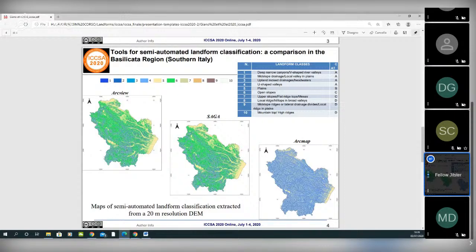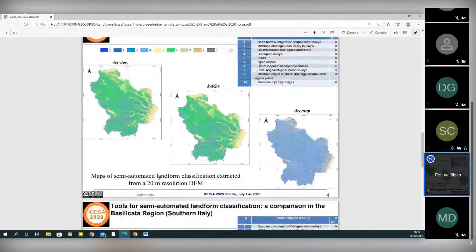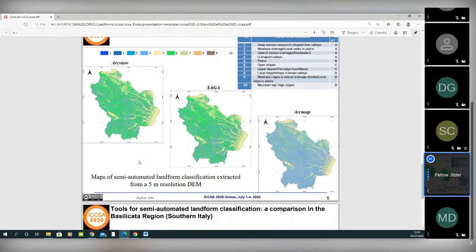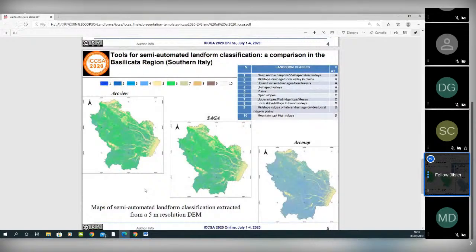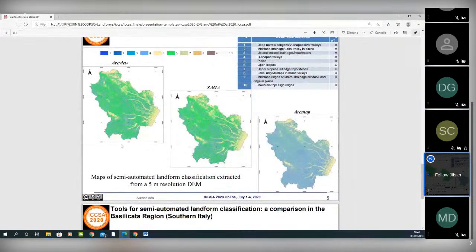For example, the plain landform of the Ionian coastal plain has been well recognized in the 20-meter resolution DEM. Conversely, in a 5-meter resolution DEM, ArcView and SAGA GIS have shown good results, especially in floodplain and high mountain landforms.